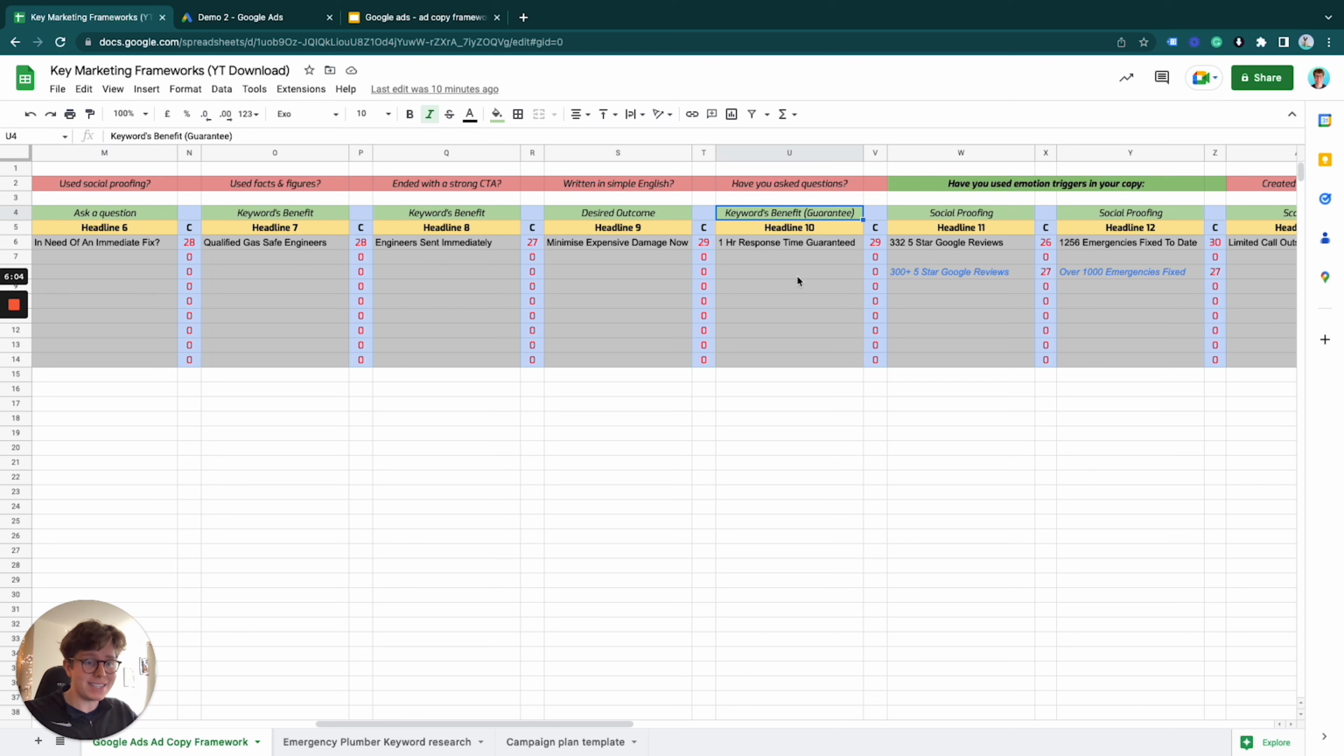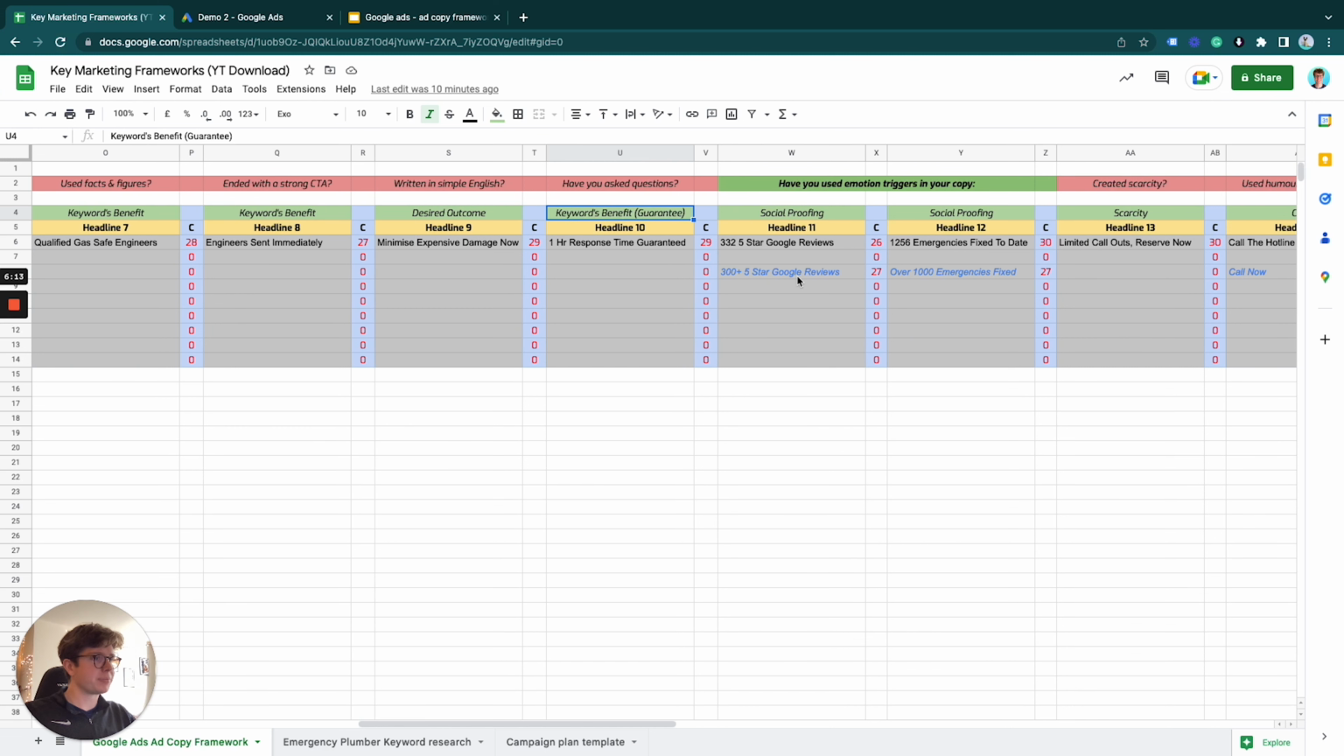It's the easiest way to convert someone, but not many companies have a good guarantee, and you're missing out on sales by just not having a powerful guarantee. For this example, the guarantee we are giving is a 1 hour response time guaranteed. They want someone to come out as quick as possible, and we're going to guarantee this.